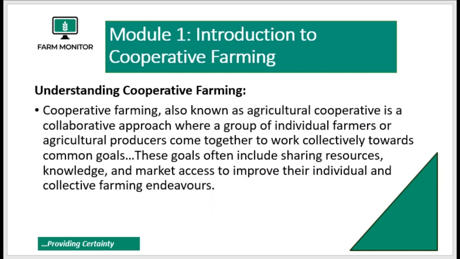Module 1, Introduction to Cooperative Farming. So to have an understanding of cooperative farming, we look at the definition. Cooperative farming, also known as agricultural cooperatives or co-op farming, is a collaborative approach where a group of individual farmers or agricultural producers come together to work collectively towards common goals. These goals often include sharing resources, sharing knowledge, sharing market access, and this improves their individual and collective farming endeavors.